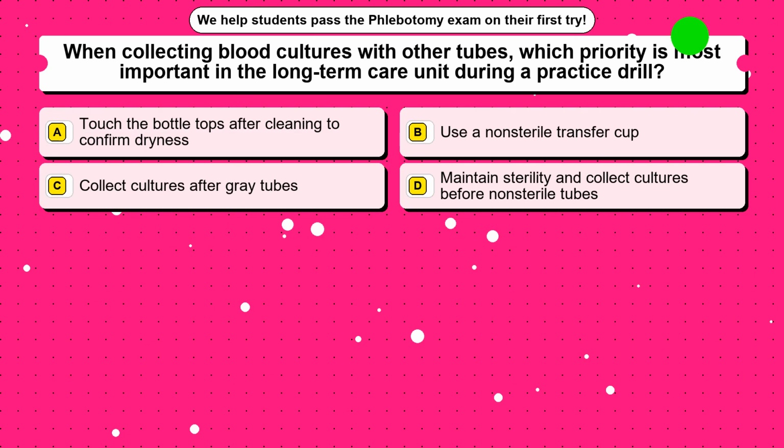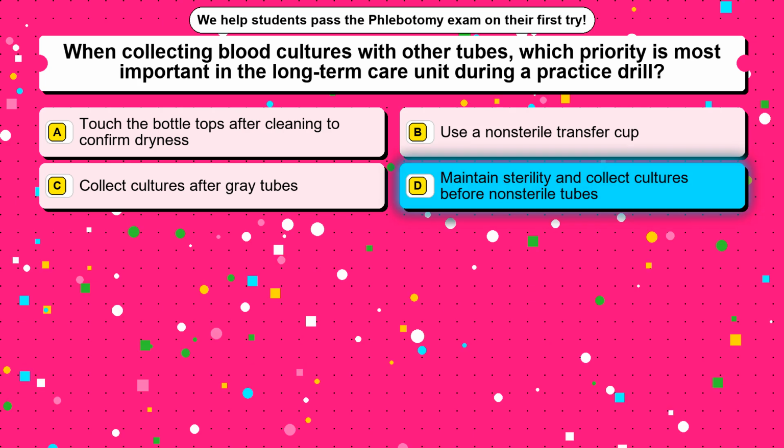Question 71. When collecting blood cultures with other tubes, which priority is most important in the long-term care unit during a practice drill? Option A. Touch the bottle tops after cleaning to confirm dryness. Option B. Use a non-sterile transfer cup. Option C. Collect cultures after gray tubes. Option D. Maintain sterility and collect cultures before non-sterile tubes.